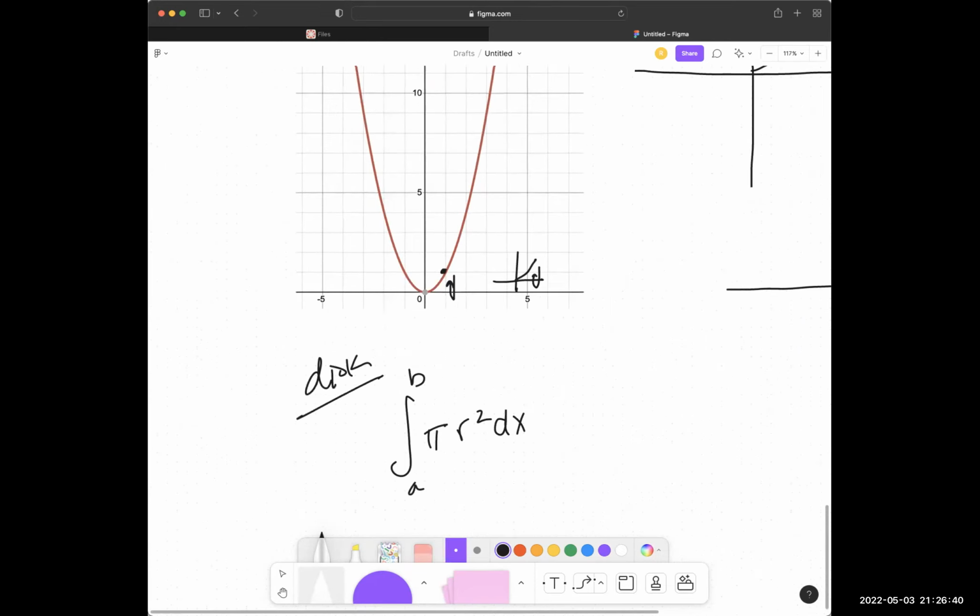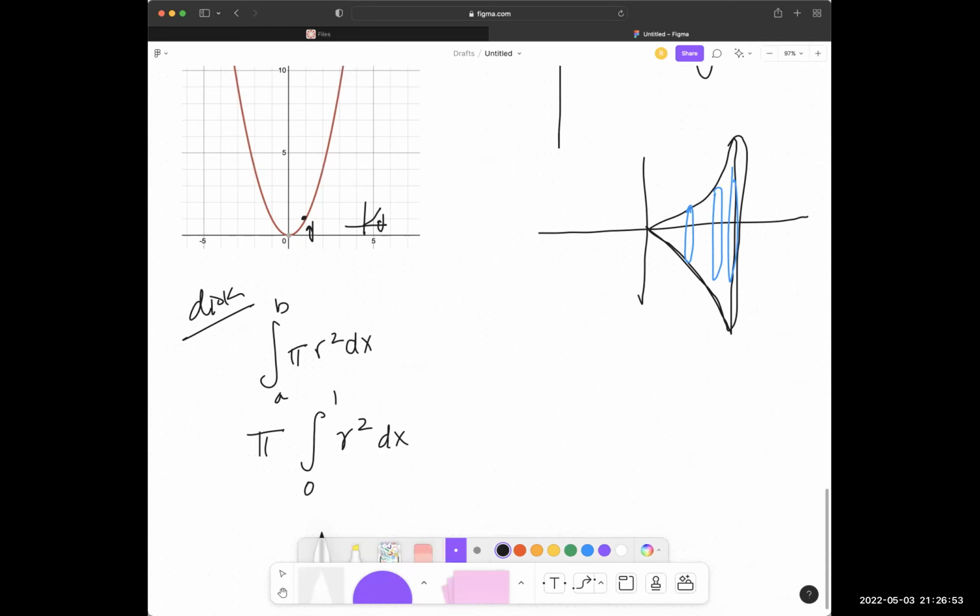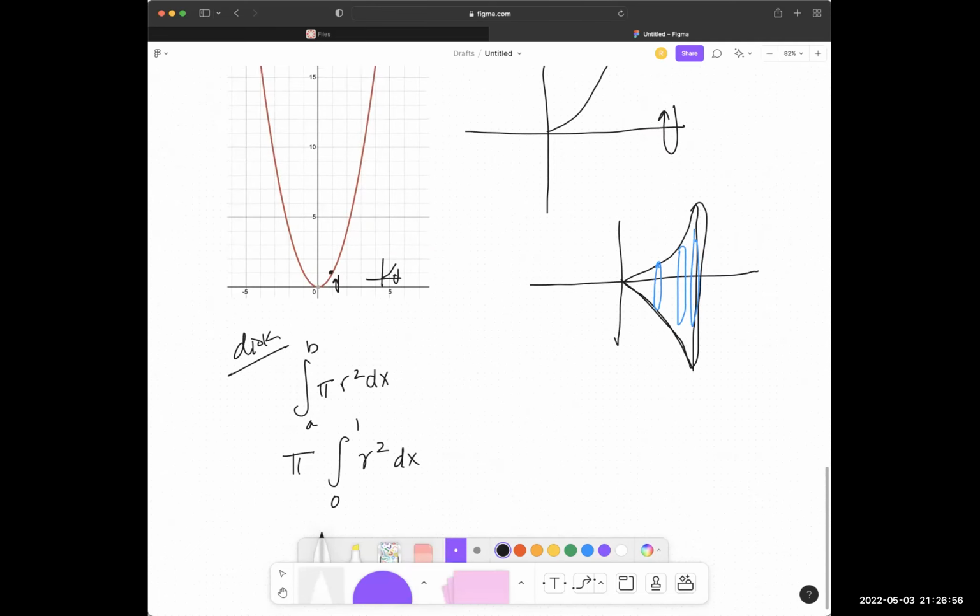So at any rate, moving through the problem, we have pi from a to b, and again, that a to b was 0 to 1, r squared dx, okay? That's the idea. The question is, what's the radius of the disk? For each of these disks, what is the radius? The idea is that if you take the circle, half of that is the radius.